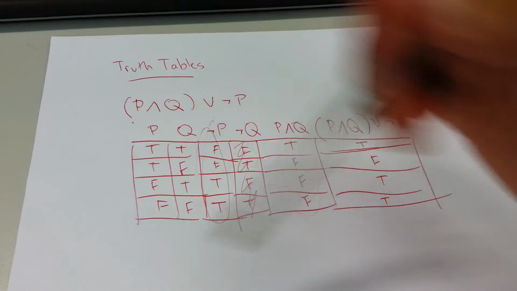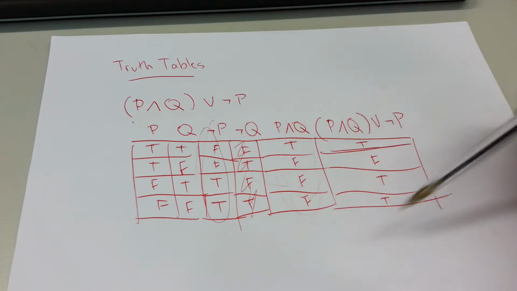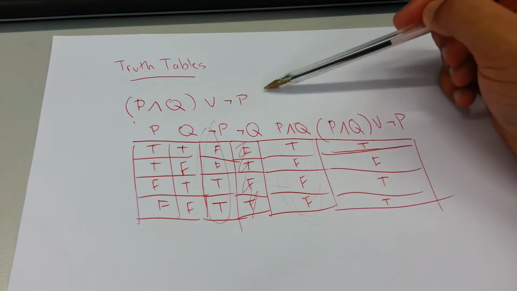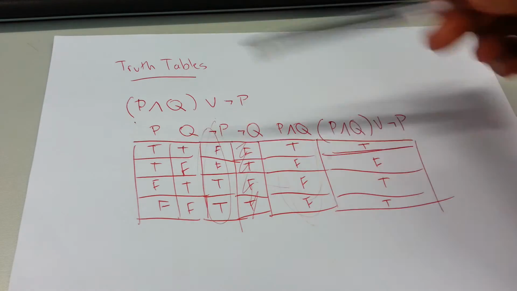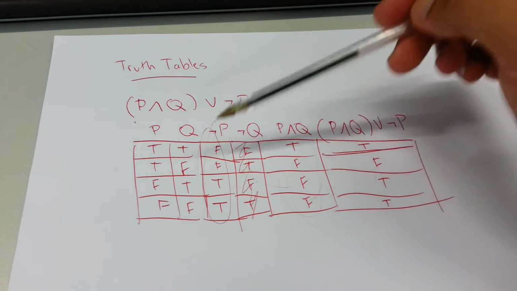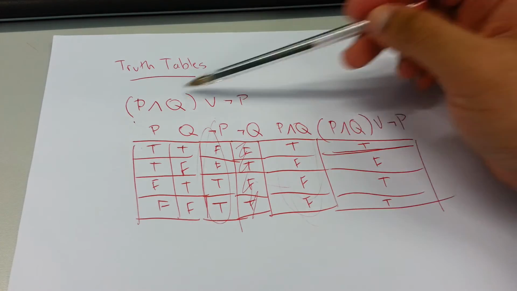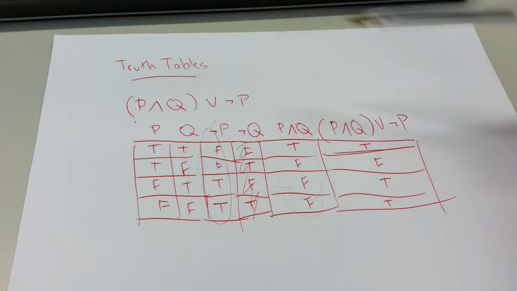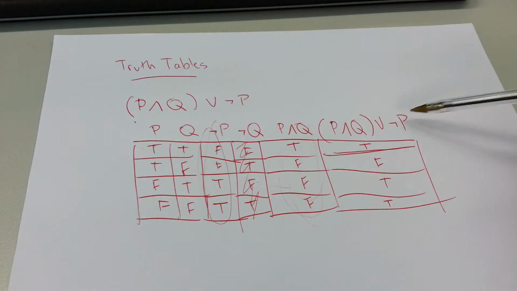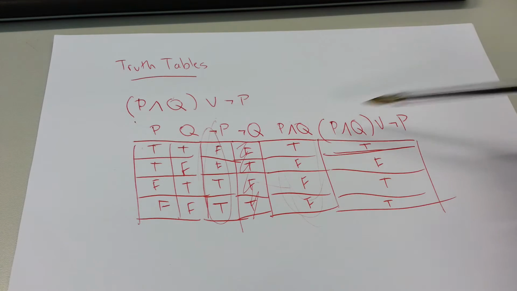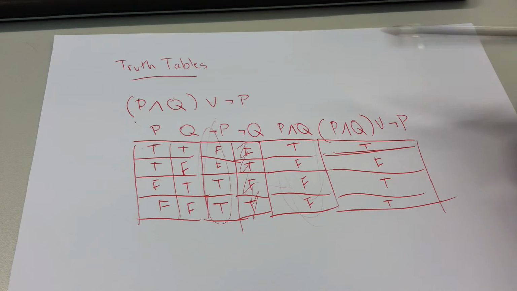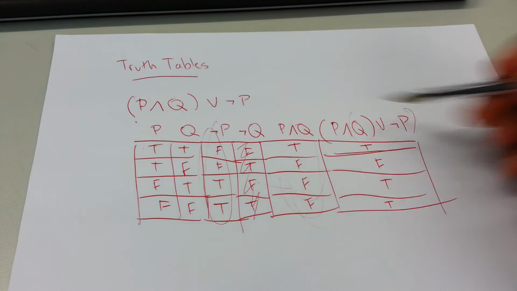Okay guys, that's it for this truth table video, and I just showed you how to get from a question to the answer. You have to break it down slowly. You look at P, Q, then not P, not Q, P and Q, and then the last part is P and Q or not P. Remember the brackets as well, because if you don't have the brackets then it changes the whole equation. You could do this and that if you didn't have the brackets.